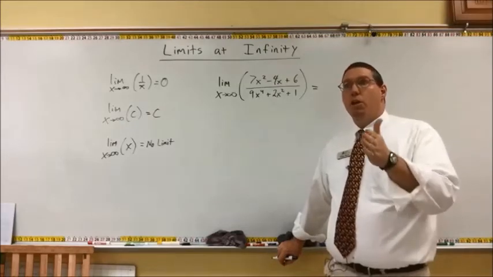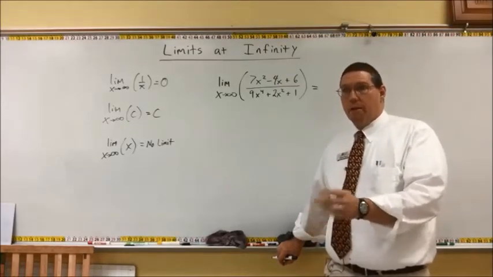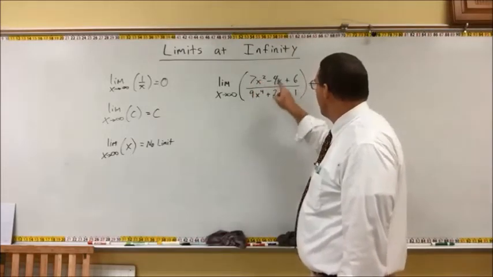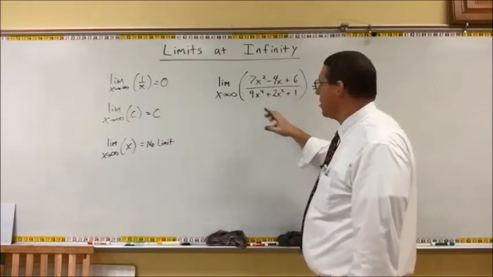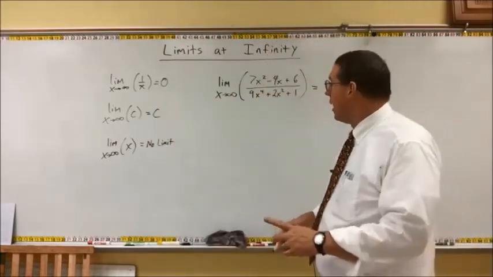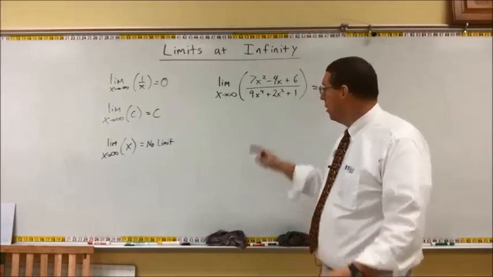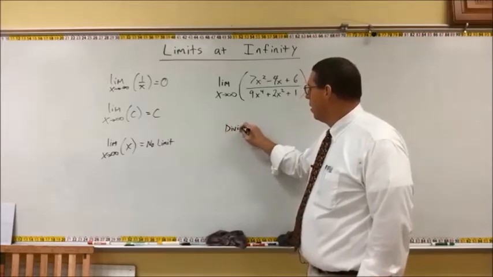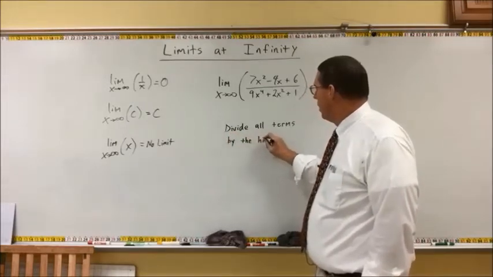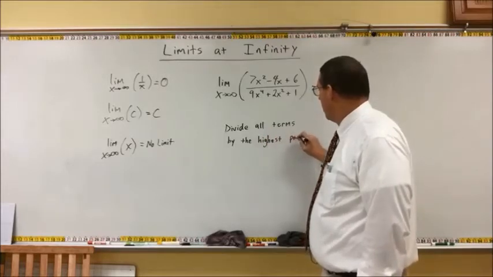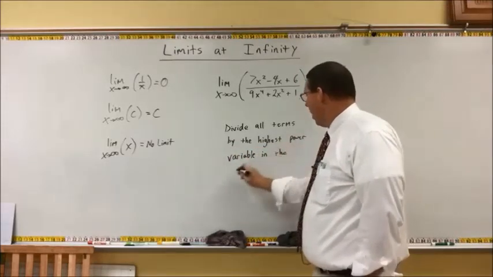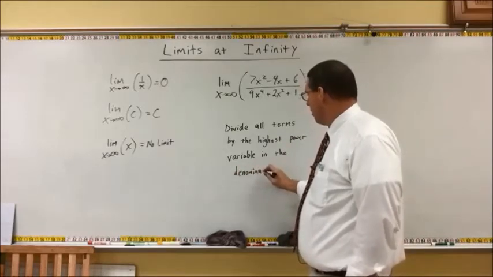One very useful and very well accepted technique for solving this limit is to take all of the pieces, all of the terms in the entire limit in numerator and denominator, and divide them by the variable of the highest power in the denominator. Okay, so divide all terms by the highest power variable in the denominator. So denominator's highest power.